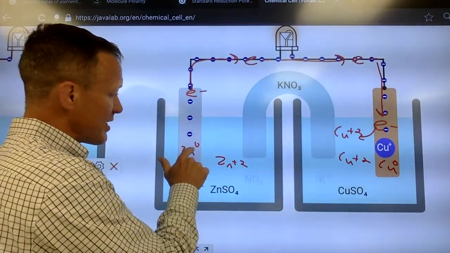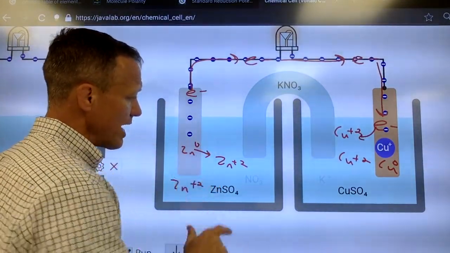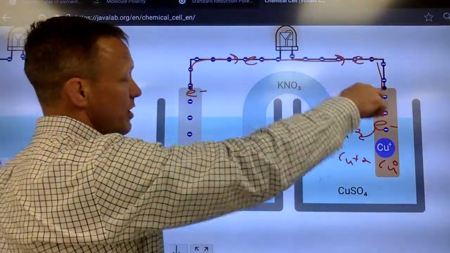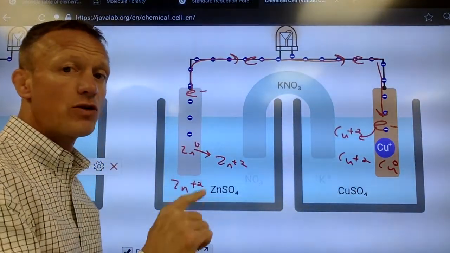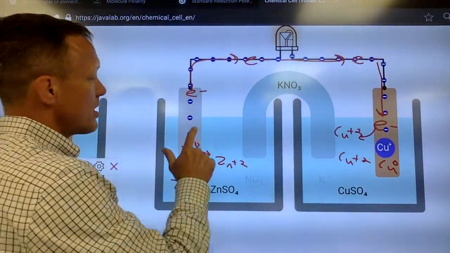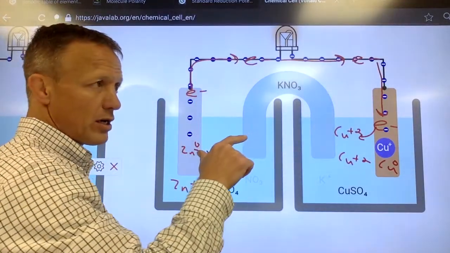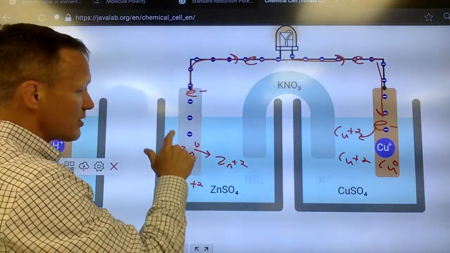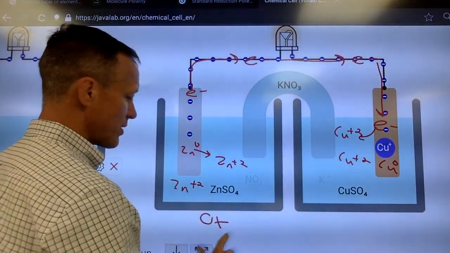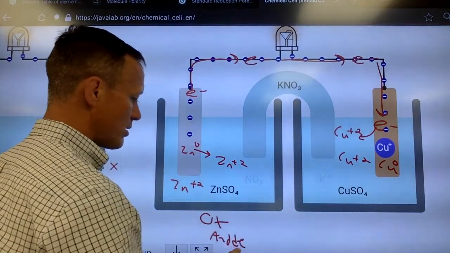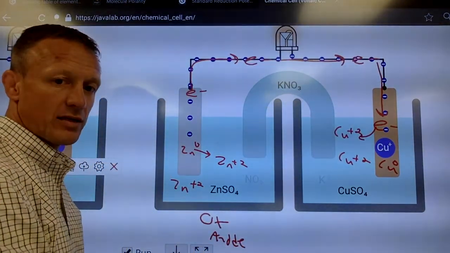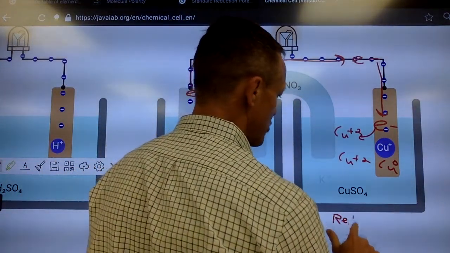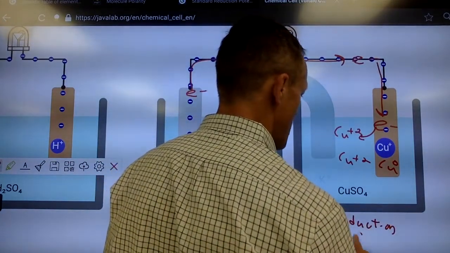Well, our zinc here, every time a zinc loses 2 electrons, it turns into aqueous zinc. So this would be getting smaller. Okay, so electrons are flowing this direction. Remember, fat cat. Electrons are flowing from the anode to the cathode. If you think of it this way, electrons are leaving here, oil rig. Oxidation is losing. So zinc is being oxidized. Okay, that means this is our anode. And oxidation occurs at the anode. Red cat. Reduction is occurring at the cathode.